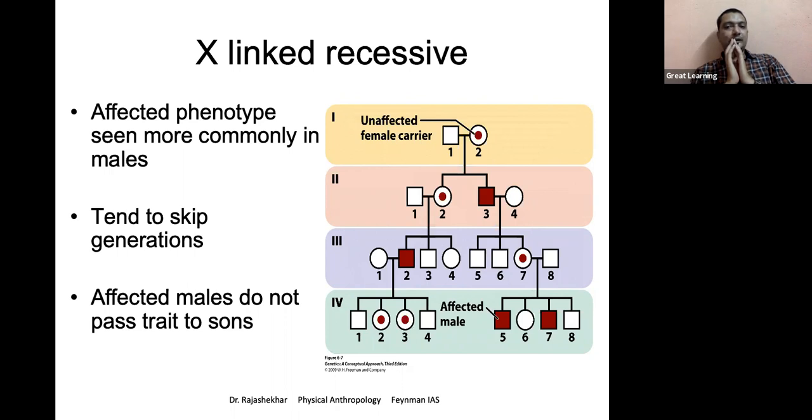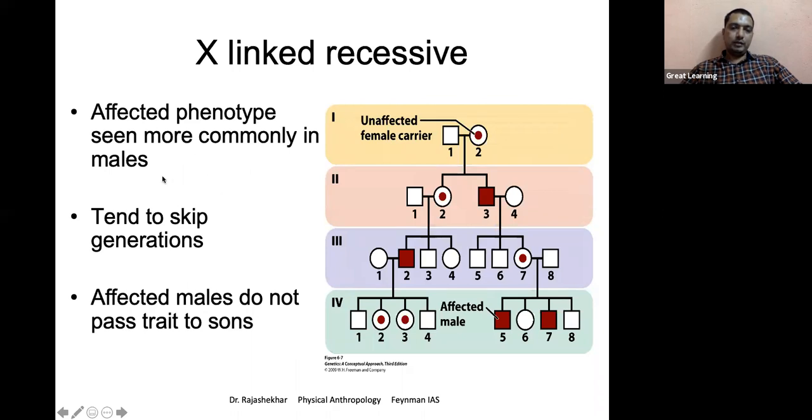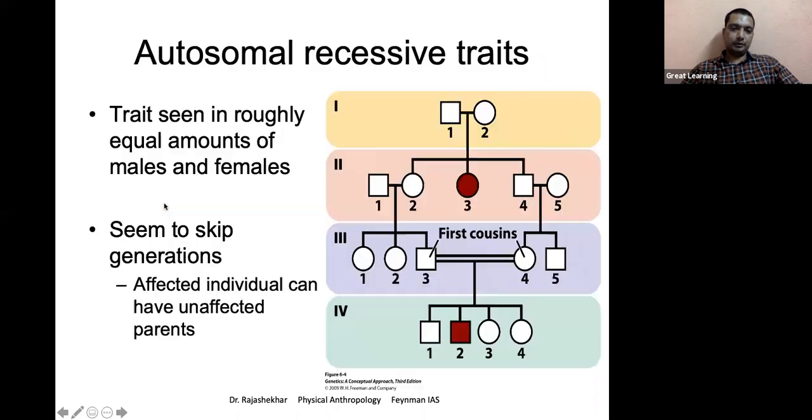So do you see a specific pattern here? Is this pattern different from autosomal recessive disorder? What differences did you see between autosomal recessive and sex chromosome or X-linked recessive disorder? The X-linked recessive is skipping generations, and in this, males are getting affected. Whereas in autosomal, there was no difference, correct? So this is autosomal. See, roughly equal amounts of males and females are affected. Here, more commonly males are affected, and here generations are skipped.